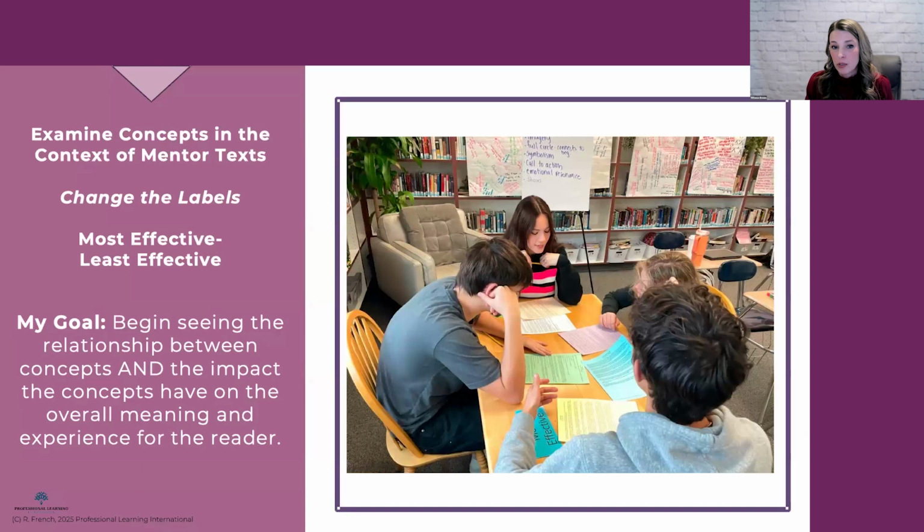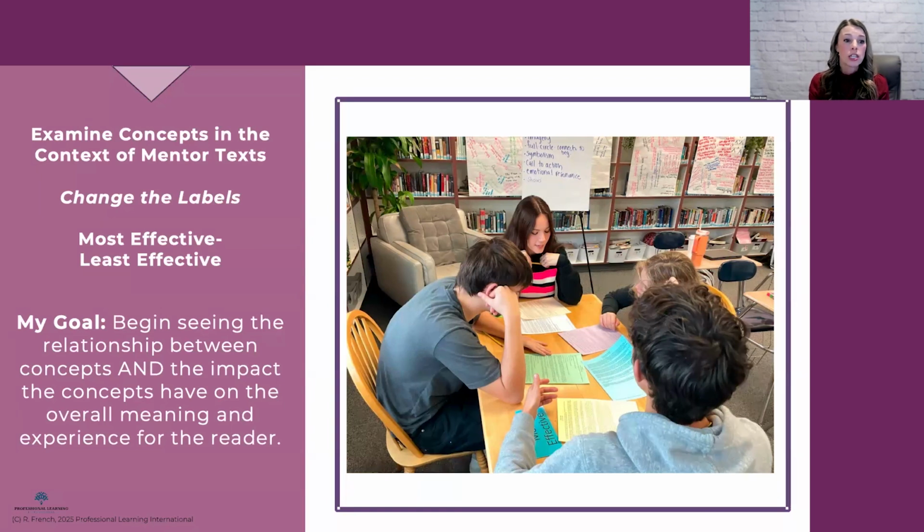Then I changed the labels. So I said, now instead of favorite to least favorite, it's most effective, least effective. And I had them think about the different attributes that made the example effective versus not so effective. And again, this is all about getting them familiar with the text and debating nuances in it.